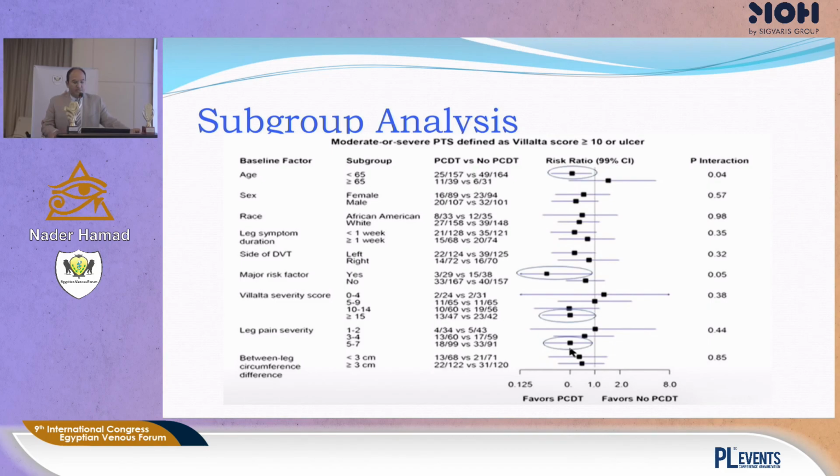And as we can see here in the subgroup analysis of the ATTRACT trial, it was very clear that the patients who benefited more from thrombolysis were the younger patients who had a major risk of developing DVT in the future, and the patients who had severe symptoms to start with.